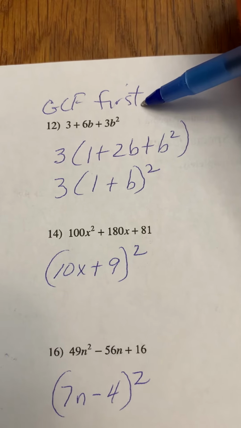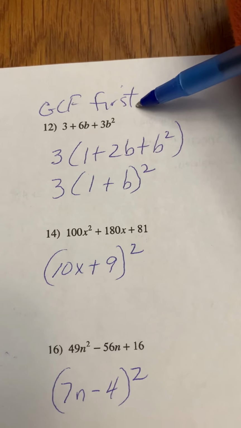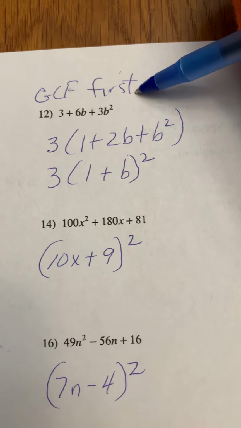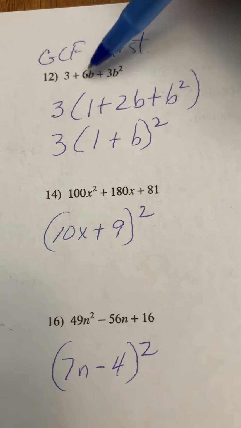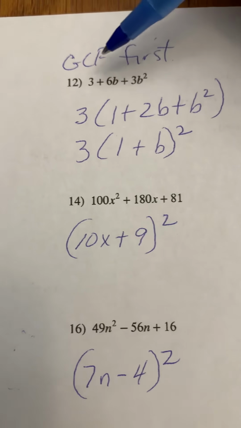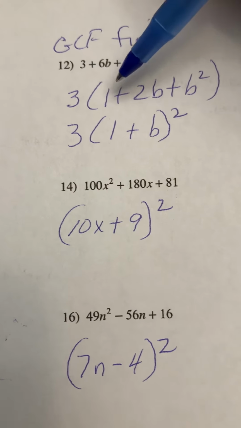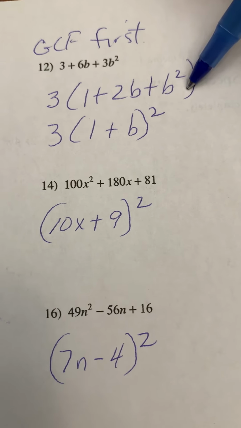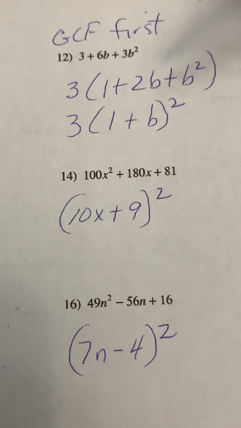So here we got a perfect square. We have a trinomial. Right now it doesn't look like a perfect square trinomial, but what should pop into your head is 3, 6, and 3. Remember, that's why we did greatest common factor first. Try and take out a greatest common factor. And when you do that, you get 1 plus 2b plus b squared. And these are indeed perfect squares.